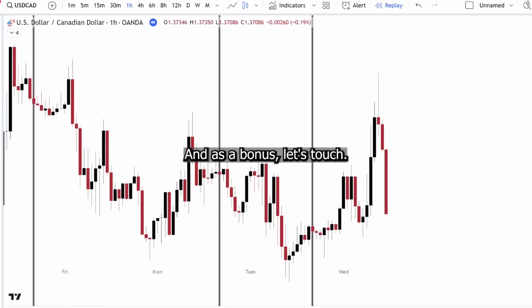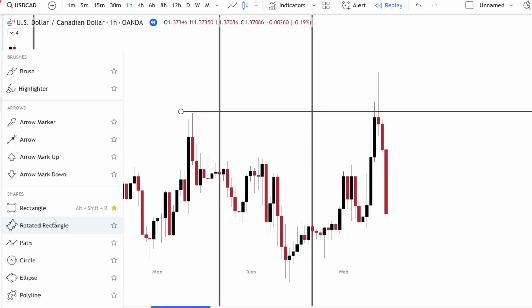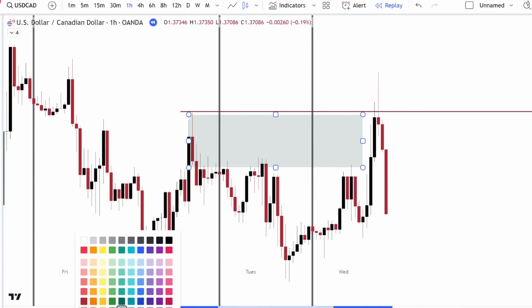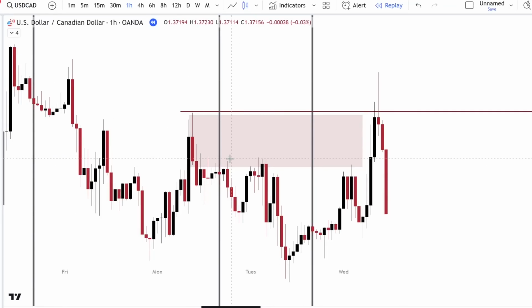And as a bonus, let's touch on the highest form of multi-day liquidity. So you had your major swing here. You had your major swing here. You had your extreme level here. So if you take a look, price rejected this level on Tuesday and on Wednesday. So this by far is the highest level of liquidity.